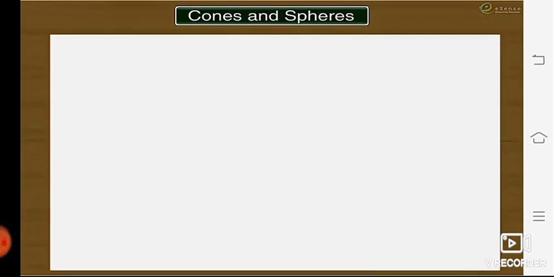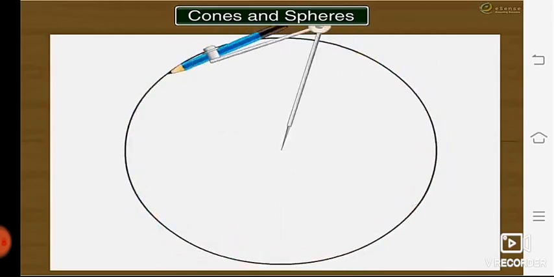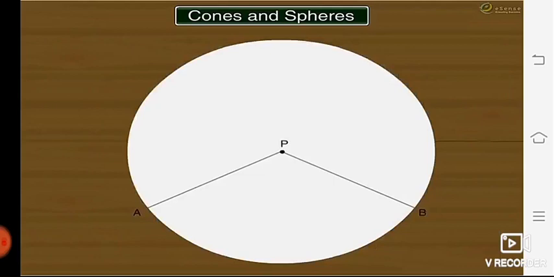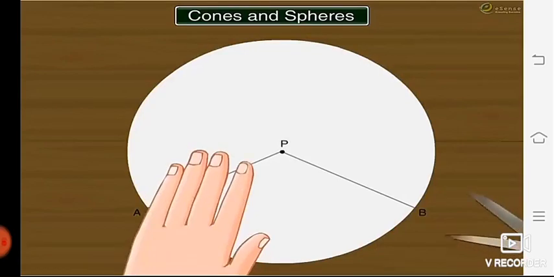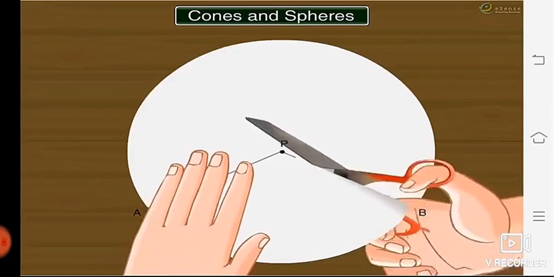Using a compass, draw a circle with center P on a paper. Draw two radii of the circle and name them as radius PA and radius PB. Cut out the circle. Now cut along the radii and obtain two pieces of the circle.